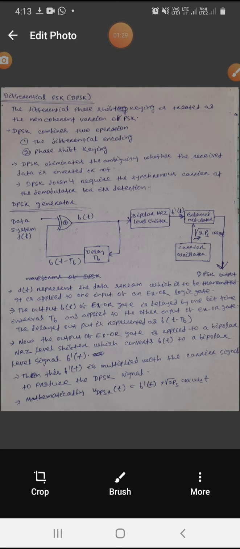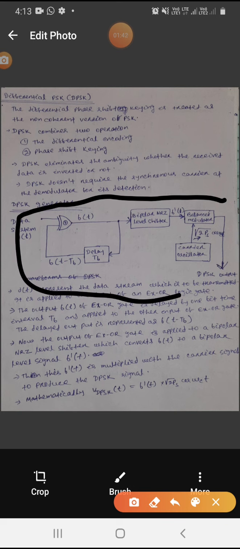Now I am going to talk about the DPSK generator. For that I have to draw the block diagram, and I have to generate the DPSK here. So this is the block diagram of the DPSK generator.